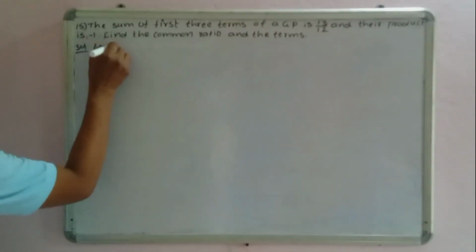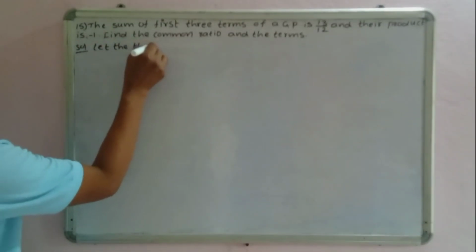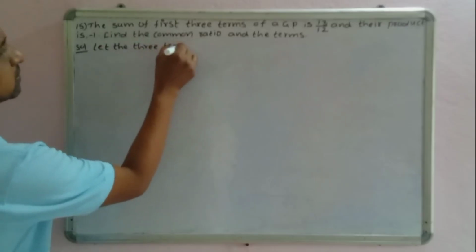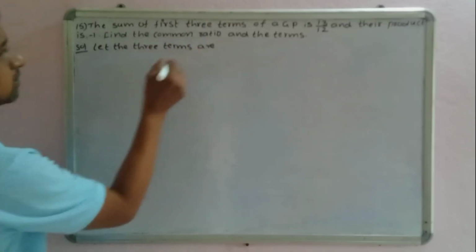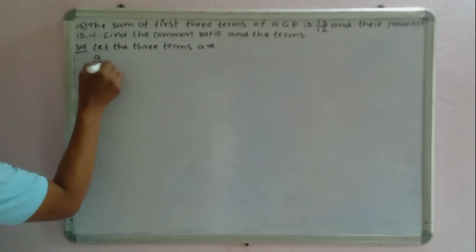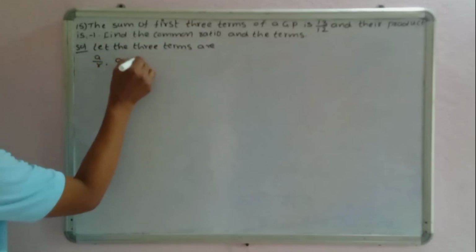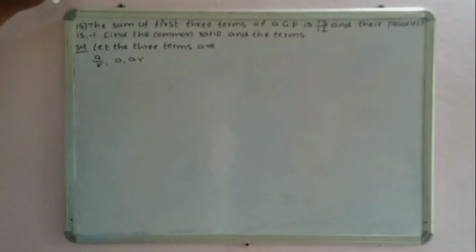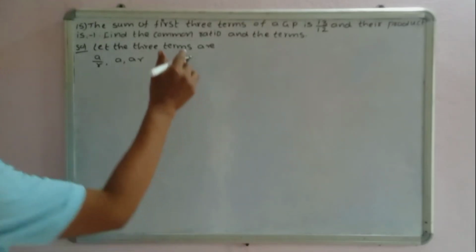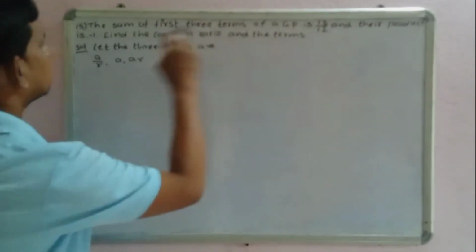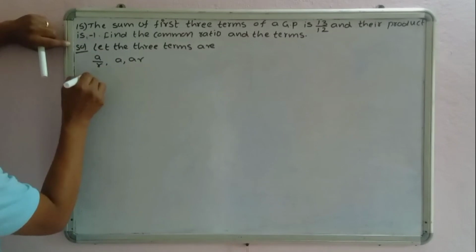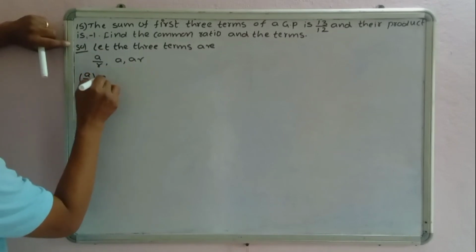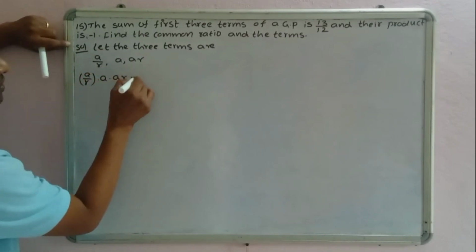Let the 3 terms be a by r, a, ar. So here the common ratio is r. Okay, now the product is -1. So a by r into a into ar equals -1.